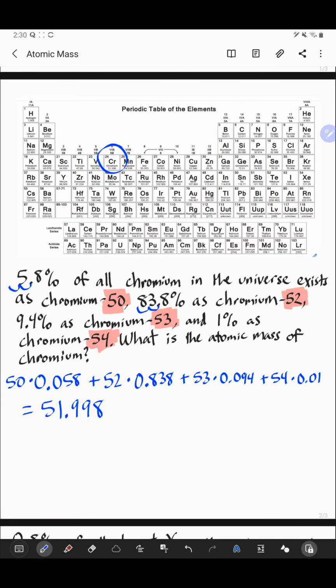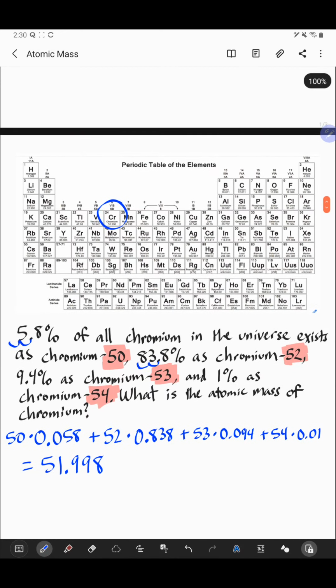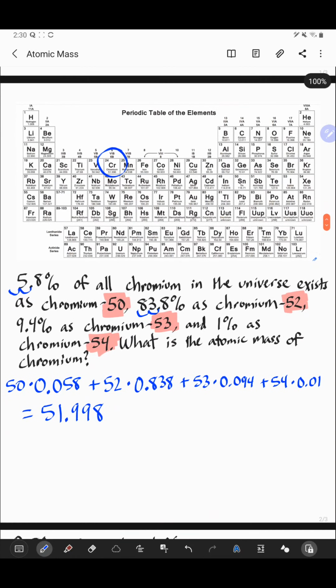All right, we said it was going to be pretty close to 51.996. That is pretty darn close to 51.996. There's some rounding involved, and there's other reasons that's kind of beyond the scope of this class. But the answer should be pretty close to what's on the periodic table, and this is pretty close.